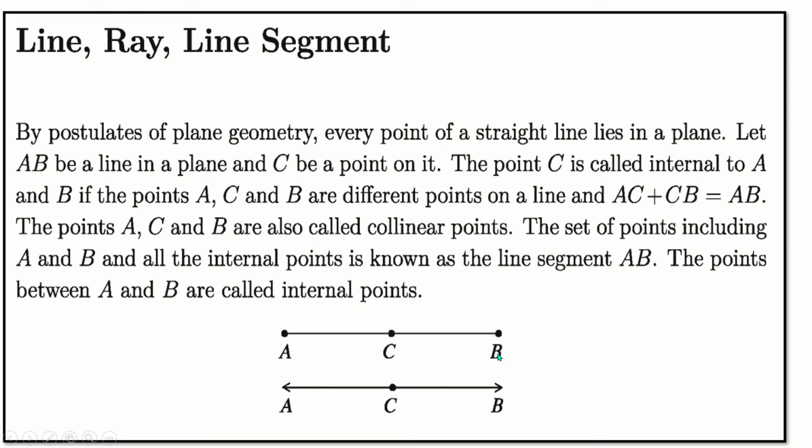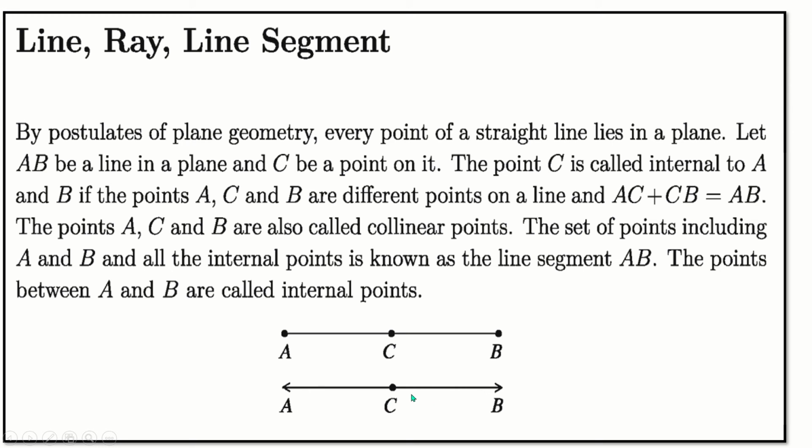CB, this is also a line segment. That means part of a line. And AB is a line because it has no initial and ending point. But CA or CB: CA has initial point C, and the ending point A is limitless. Here B is limitless, that is, B is moving, A also moving. So CA is a ray, also CB is a ray.